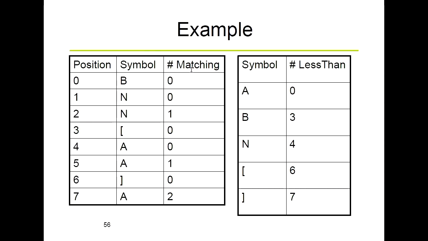Now, this last column is just telling you how many characters before the current character match the same value. As in, how many B before this B? 0. How many N before this N? 0. How many N before this N? 1. How many open cap before this one? 0. How many A before this A? 0. How many A before this A? 1. How many closed cap before this cap? 0. How many A before this A? 2. Can you do the left-hand side table too? You can. So now you have these two tables.